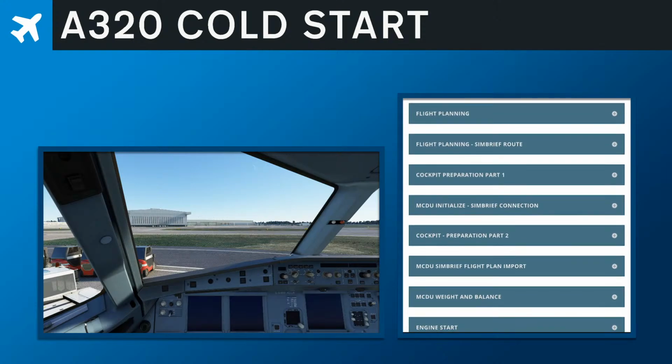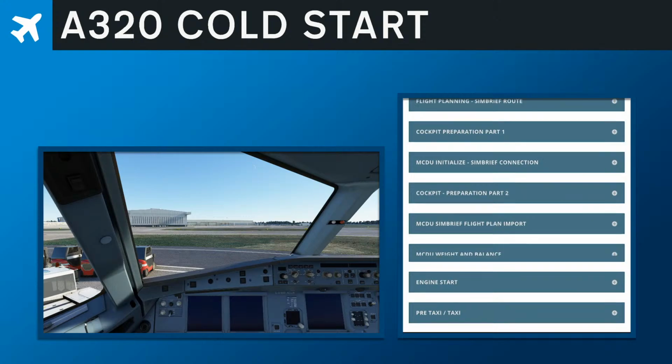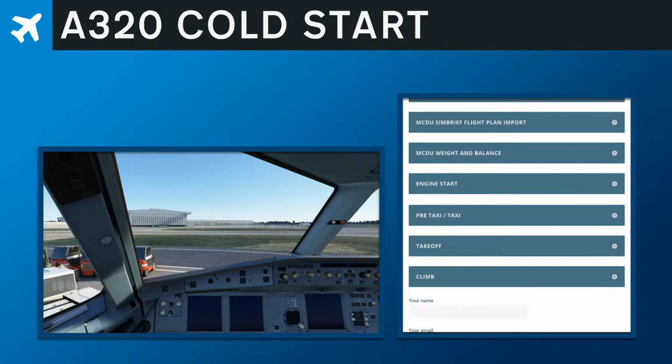We're going to go through from flight planning, and the whole essence of where are you going and what time are you going, all that kind of thing. Then we'll go through the SimBrief flight planning route. We'll look at Cockpit Preparation Part 1, the MCDU initialize, and getting the actual flight plan into the MCDU from SimBrief. Then we'll look at Cockpit Preparation Part 2 for takeoff, and then MCDU SimBrief flight plan import, and then the MCDU weight and balance, engine start, pre-taxi and taxi, and takeoff and climb out. So that's basically what we're looking to do.